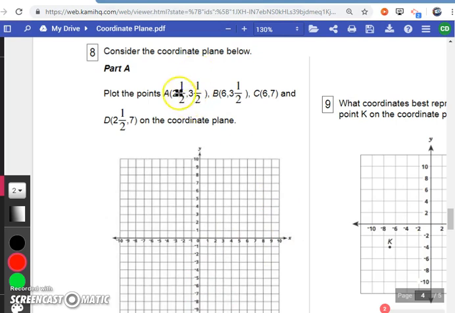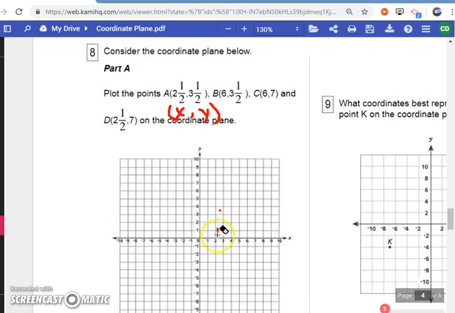Plot the points, and you can see we now have some mixed numbers. That is x, that is y. So in between 2 and 3 will be 2.5, and in between 3 and 4 will be 3.5. So we're going to go over to the x-axis right here, and we're going to move to the right 2.5. So right in between 2 and 3. And then we're going to go up 3. Oops, I didn't mean to do that. Up 3 and then half. That's going to be right there.